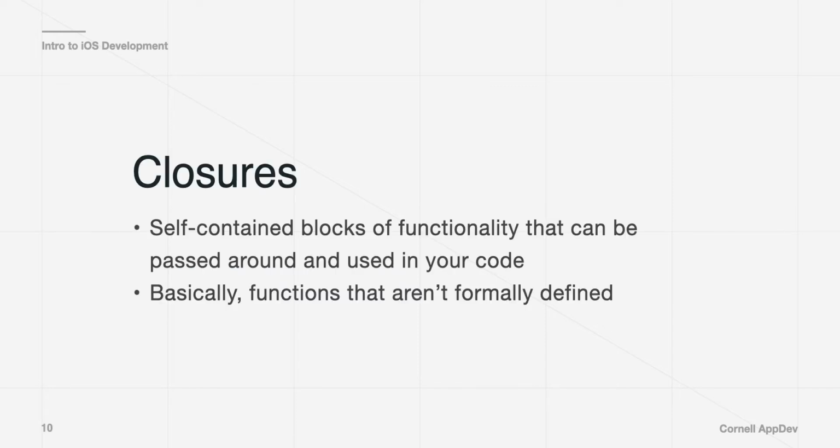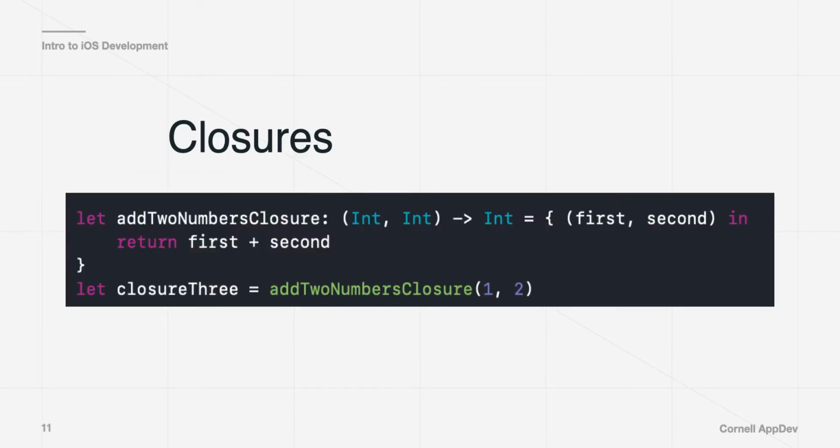Now we're going to talk a little bit about closures again. If you remember, closures are self-contained blocks of functionality that can be passed around and used in your code. Self-contained means that the closure is meant to perform its action within the scope of the code, and passed around means that you can take in a closure as input to a function. Basically, they're functions that aren't formally defined, and if you know other languages, they're like anonymous functions. This is an example of a closure.